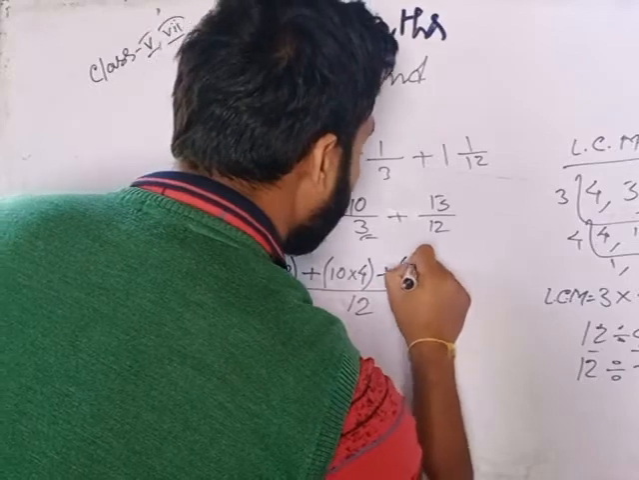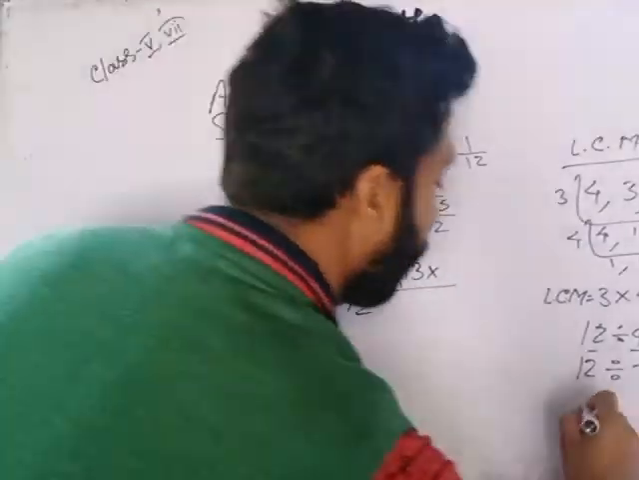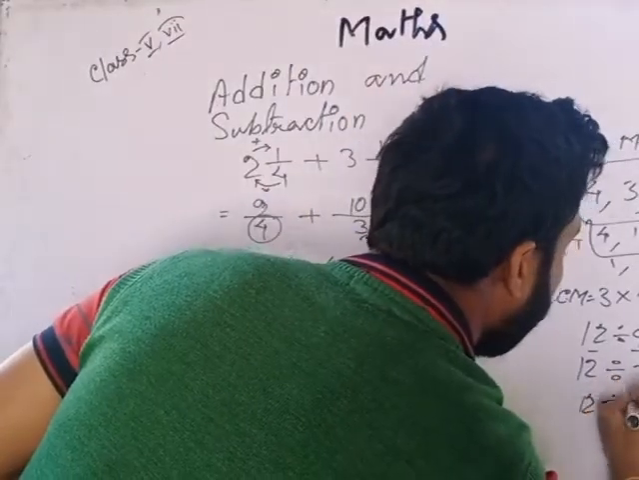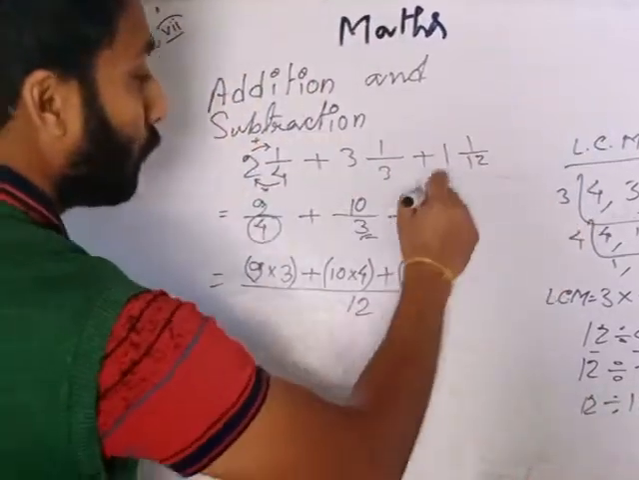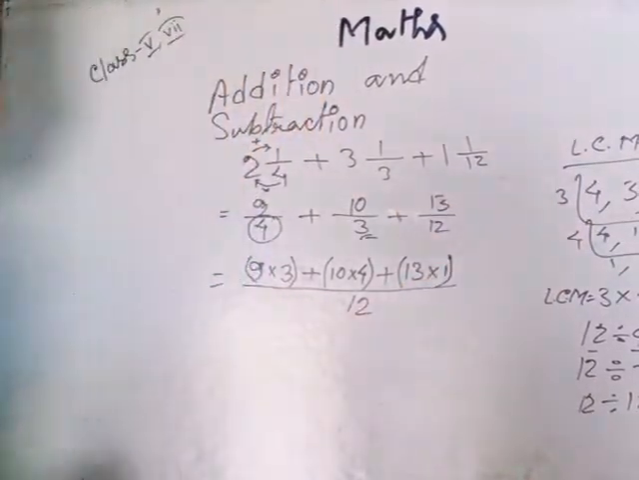After that we should go to the next. 13 is in here, 13 multiplied with 12 divided by 12, that is also 1. So 13 multiplied with 1. Okay.